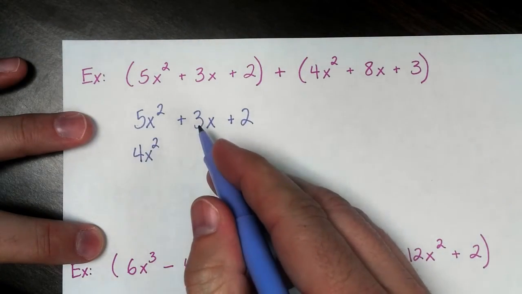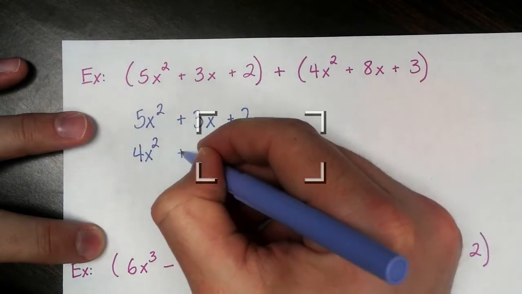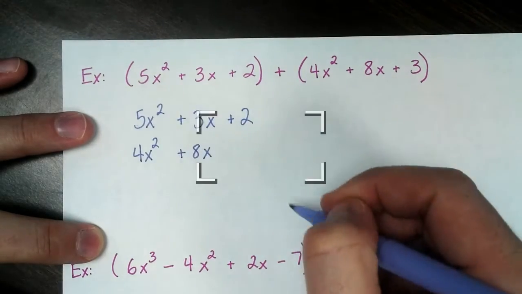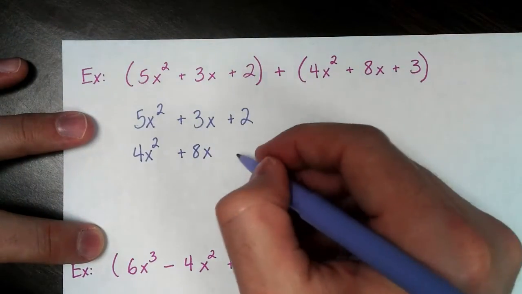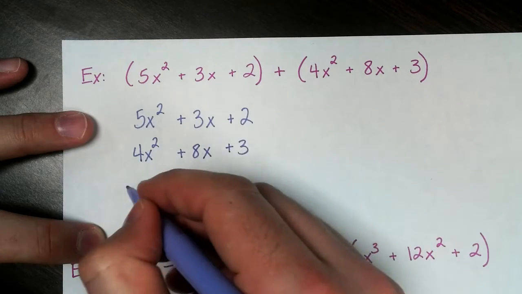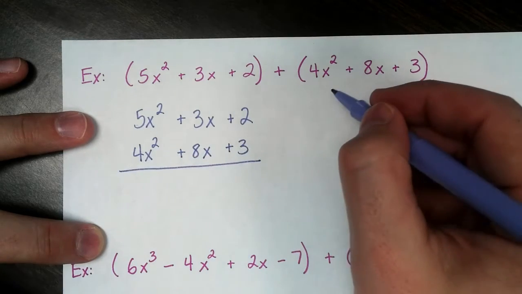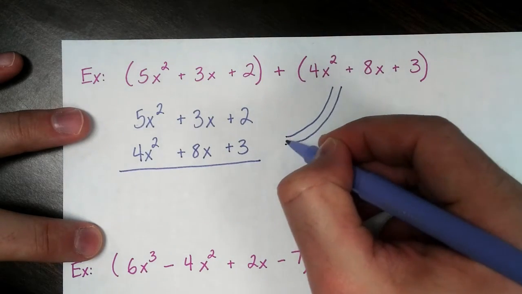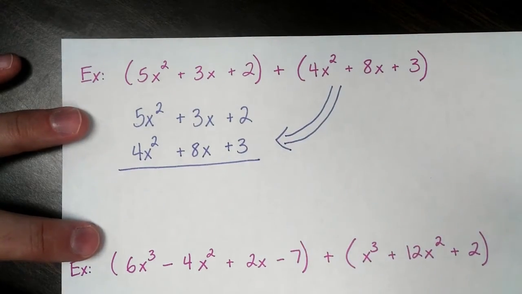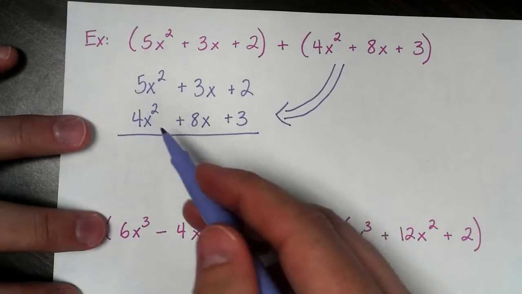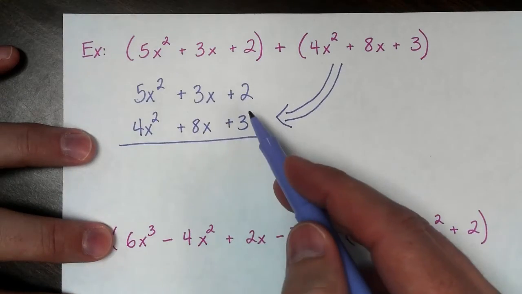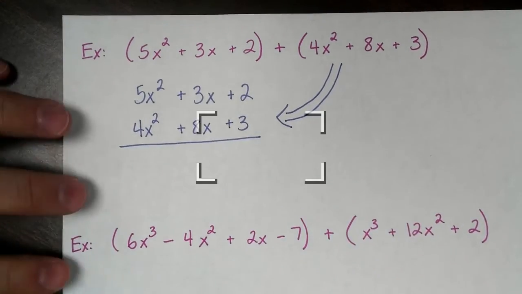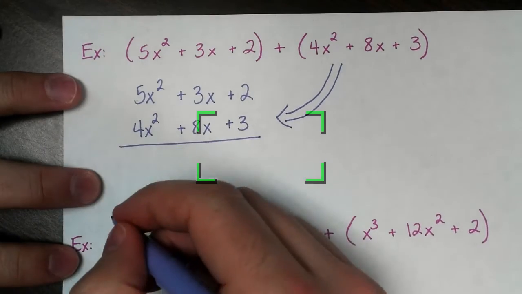The 3x, what goes with it? Well, it'd be the positive 8x. And then the 2, what goes with the 2? Well, the positive 3. We draw a line, and I'm just going to draw an arrow here that shows that we went from there to there. And now, as you can see, our like terms are lined up. Let's go ahead and add those together, or combine those is a better word, and get our answer.